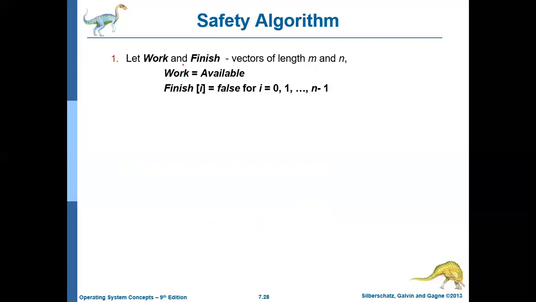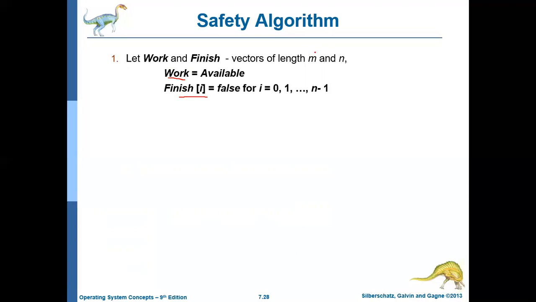Okay. Now work also contains the same thing whatever available contains. So available contains how many resources of each type are currently available or free to use. Similarly, work also contains the same thing. Work also contains how many instances of each resource type are currently available. Okay. And then what we do, finish of i.